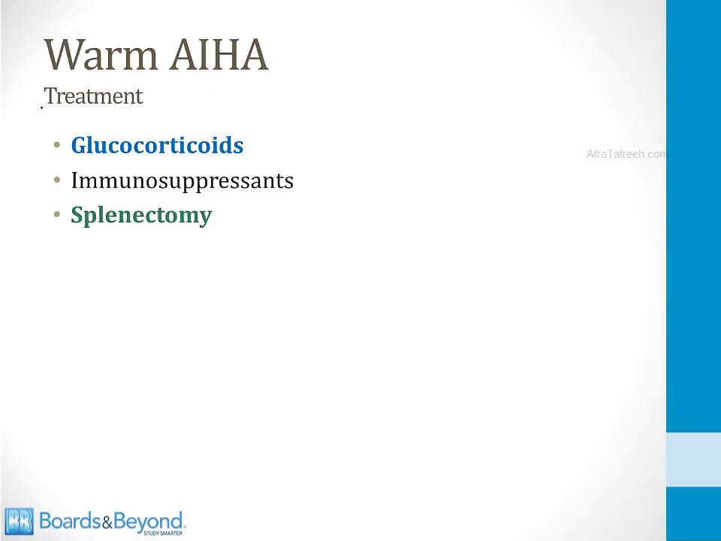Finally, I'll briefly mention the treatment of warm hemolytic anemia. It's often treated with glucocorticoids or other immunosuppressants, and then in severe cases it can be treated with splenectomy. Remember, you can live without your spleen, and if you take away the spleen, you take away those macrophages, which are consuming the membranes of the red blood cells.